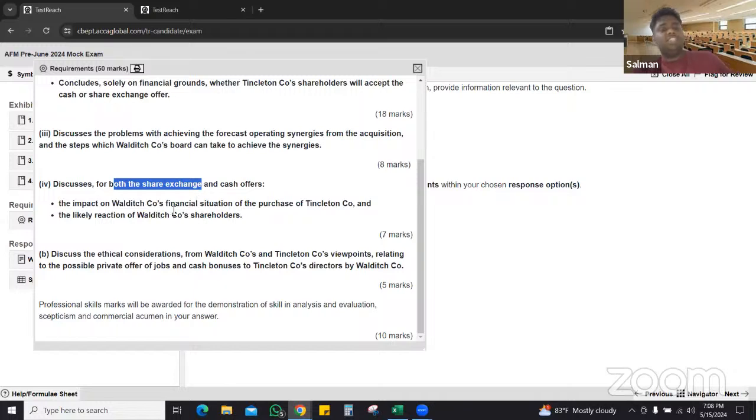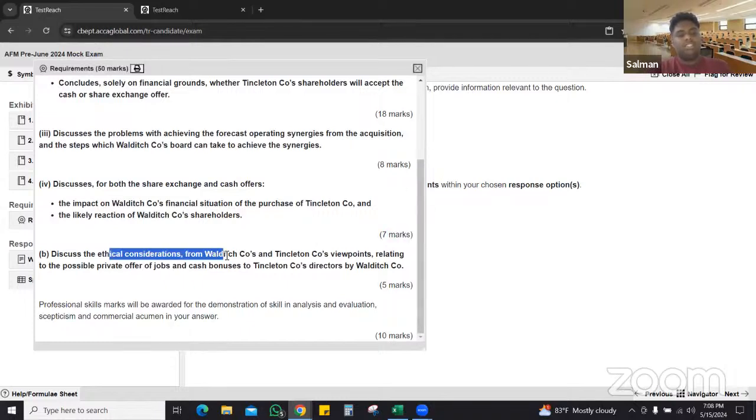For share exchange, there's no impact on the financial situation. The only thing is they are providing more shares. The number of shares issued will have increased, right? If the number of shares has increased, see, when we issue shares, we don't receive any money, right? And the likely reaction of Walrich company shareholders. Think of yourself as a shareholder. If cash is paid, it doesn't matter to you. But if you release more shares to new shareholders, that will affect the share price. So we'll have a quick chat on that area.